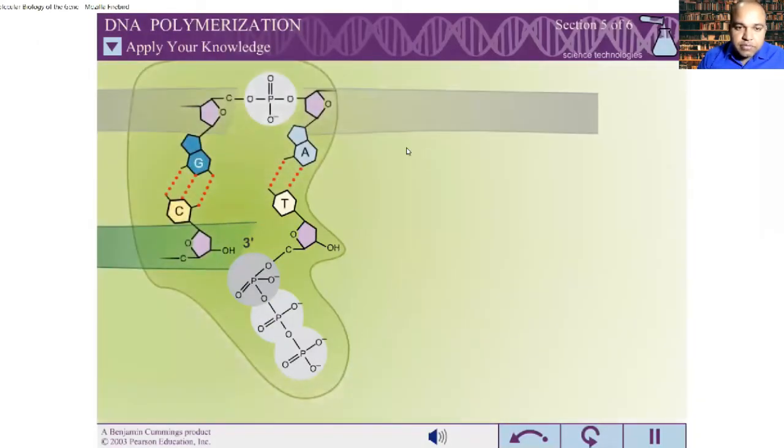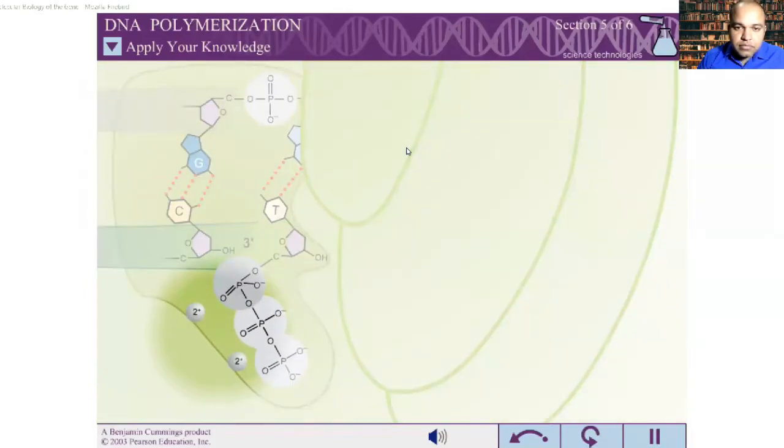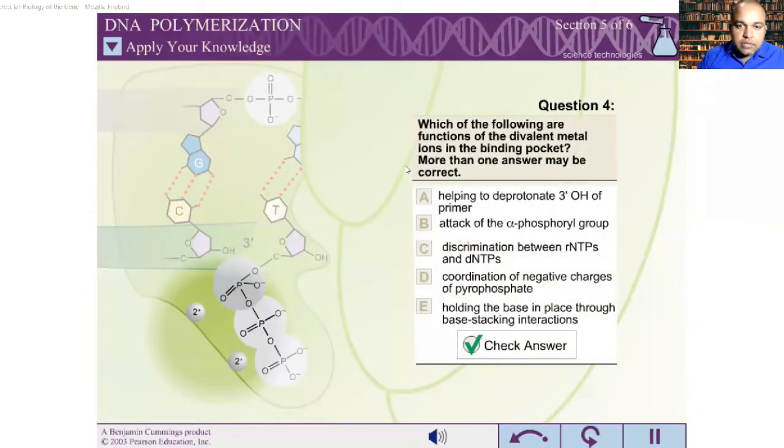Which of the following are functions of the divalent metal ions in the binding pocket? More than one answer may be correct. Now you will have to identify the different functions of the divalent metal ion in the binding pocket. There are multiple correct answers. Let me explain this to you.